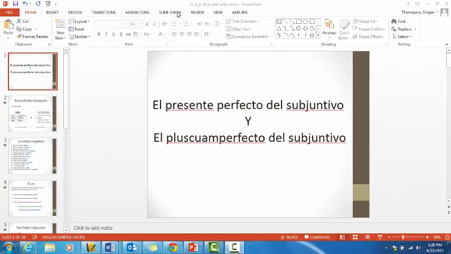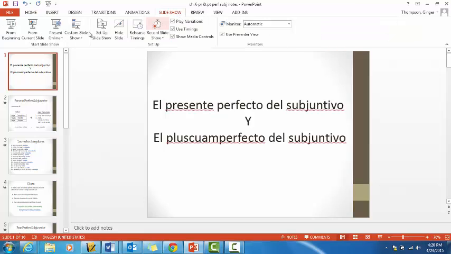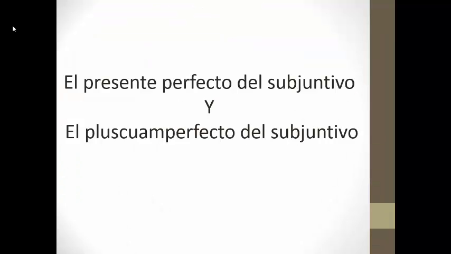Hola clase, hoy vamos a hablar sobre el presente perfecto del subjuntivo y también vamos a hablar sobre el pluscuamperfecto del subjuntivo. Okay, so today we're going to be talking about two of the perfect tenses in the subjunctive.